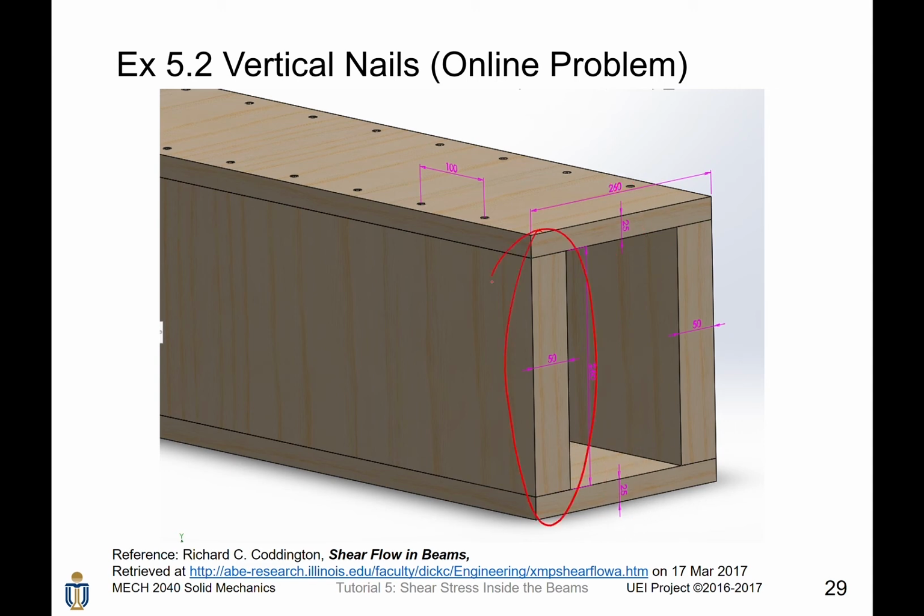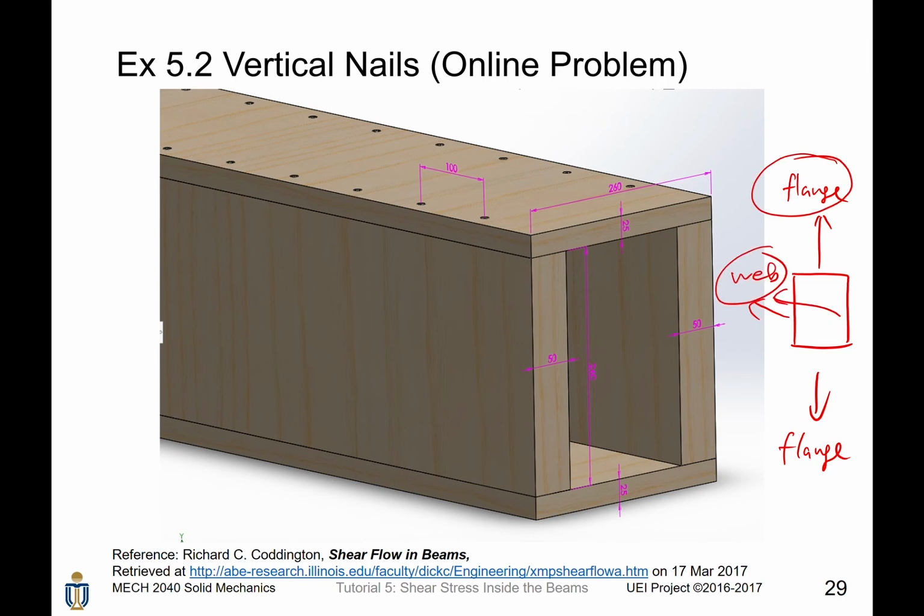For the webs on the two sides, their thickness is 50 millimeters. So bear in mind that if we have a box beam, the horizontal structural elements are called flanges, and the vertical components are webs. So in the rest of the tutorial, I will just follow this nomenclature, the flange and the web, to tell you about the concepts. So bear in mind with that.